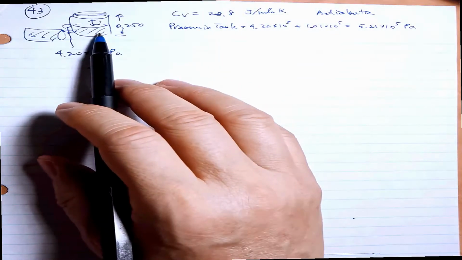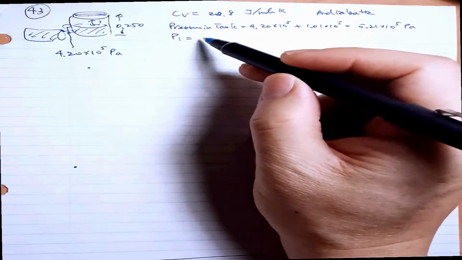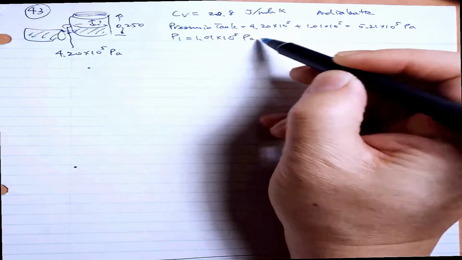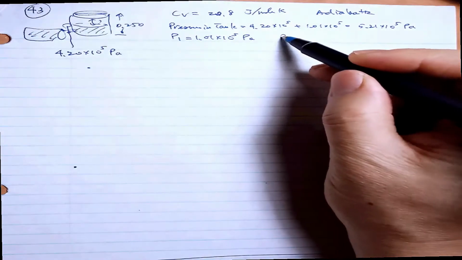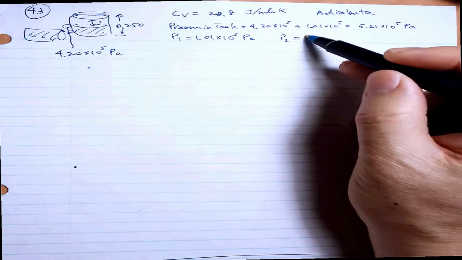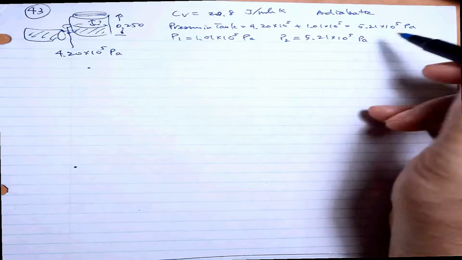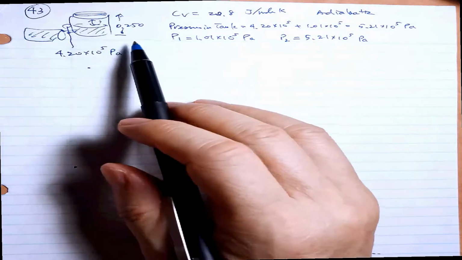Now this is the adiabatic compression. So initially it's air pressure, which is 1.01 × 10^5 Pascal. Now at the end, after the adiabatic compression, P2 is 5.21 × 10^5 Pascal. So they say, well, how much should it compress?